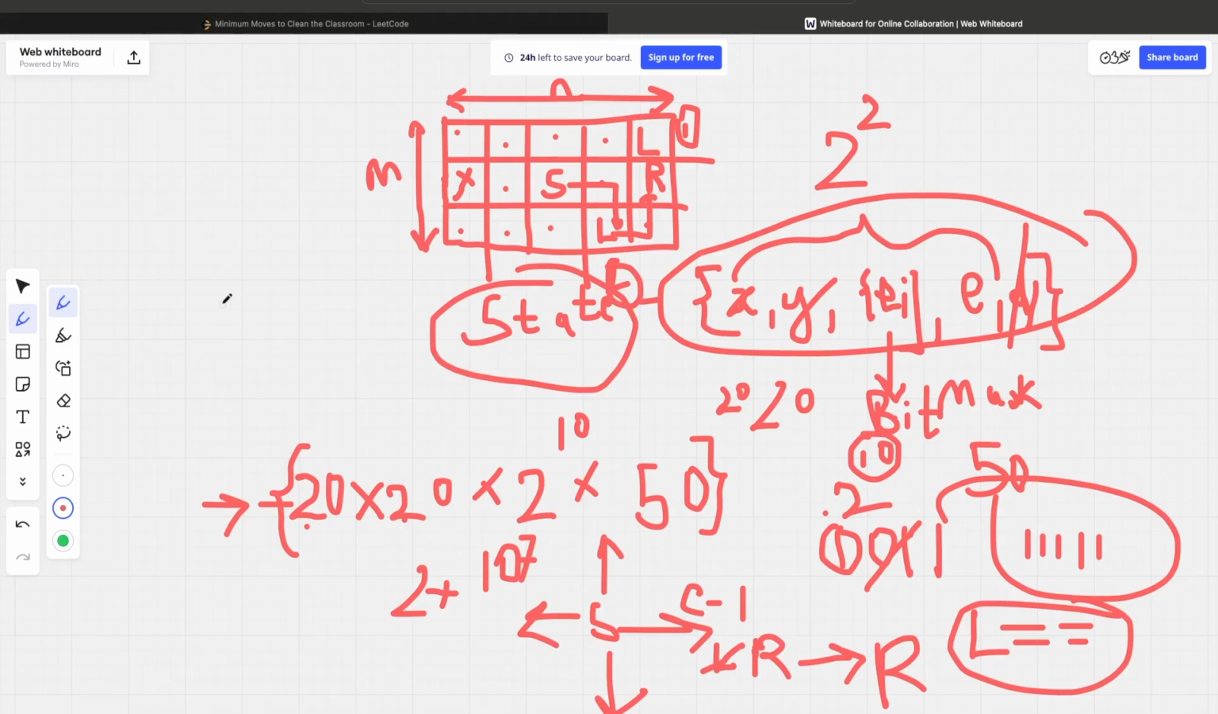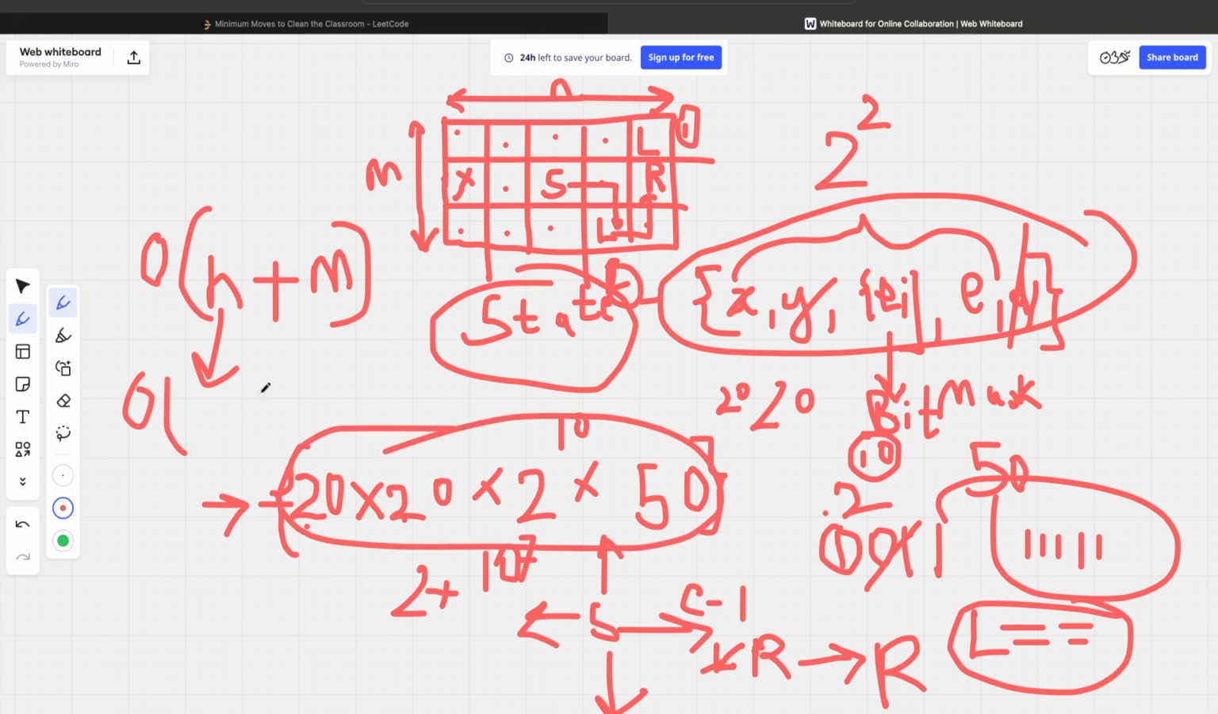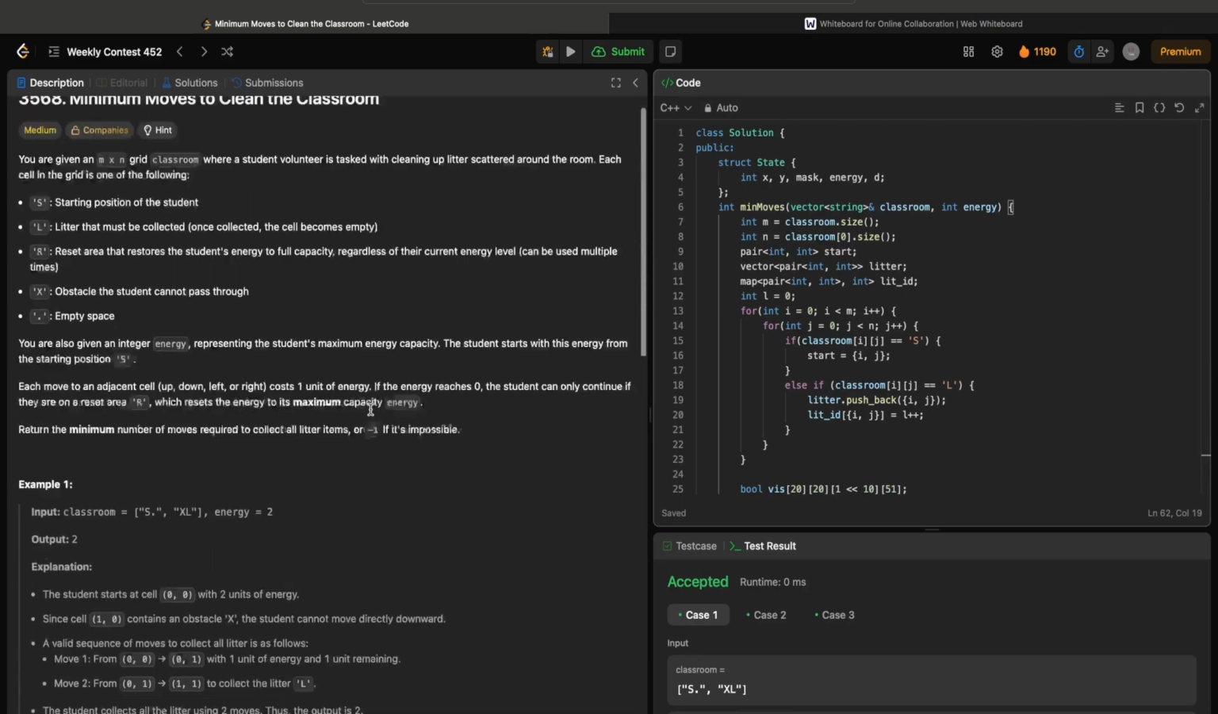So what will be the time complexity for this? When we talk about BFS, time complexity is O of n plus m. What is n? Number of vertices and m the number of edges. So basically our n is O of 20 cross 20 cross 2 to the power 10 cross 50, and m is the 4 directions. So asymptotically it is around 20 cross 20 cross 2 to the power 10 cross 50, means O of this much only. This will be your time complexity, which is easily doable in the constraints that are given.